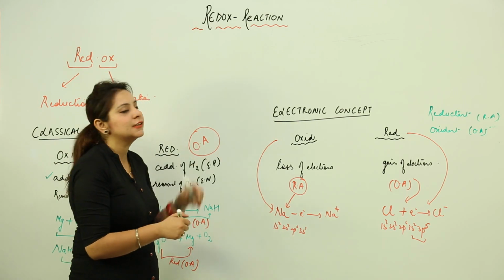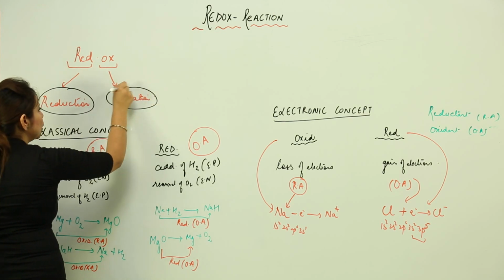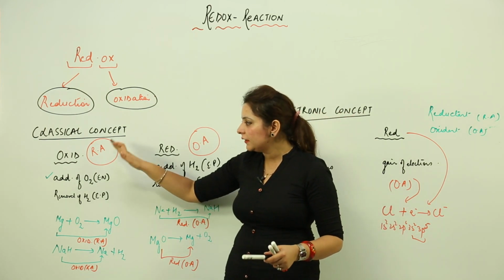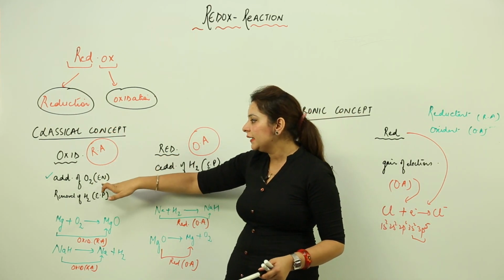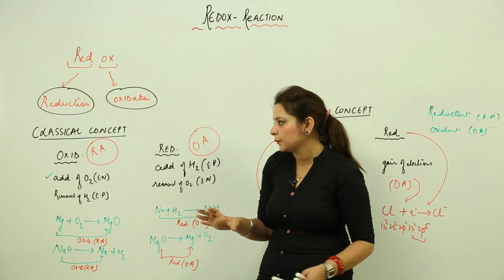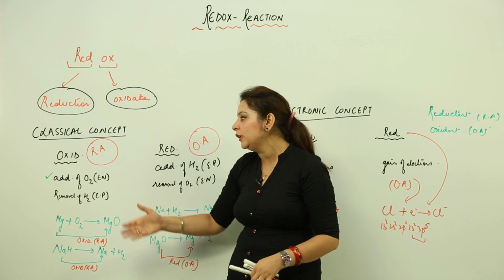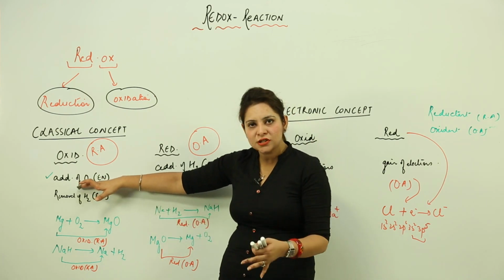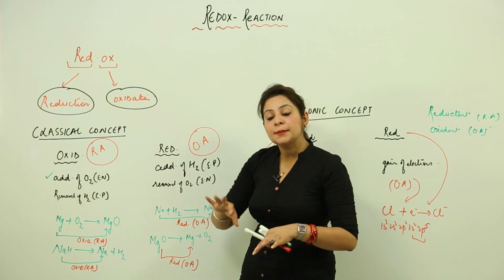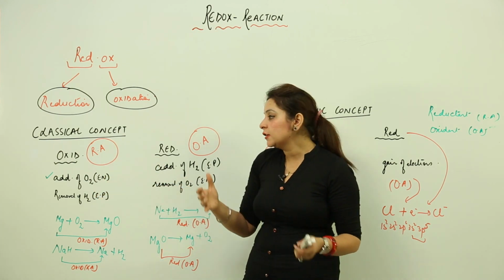Now coming to the redox reaction, as I told you, a redox reaction is actually a combination of reduction and oxidation. As I told you, on the classical concept, the addition of oxygen is called oxidation and the addition of hydrogen is called reduction. So that means if there is some supplier of oxygen, then only the substance will undergo oxidation, then only it will take up oxygen. And likewise, if we talk of addition of hydrogen, if there is a supplier of hydrogen, then only the substance is going to take up hydrogen. So who will be the supplier?